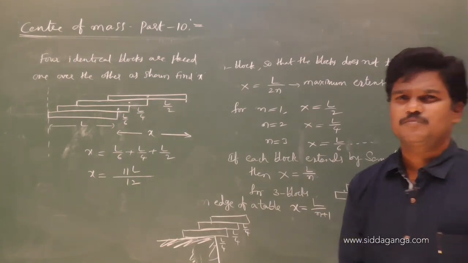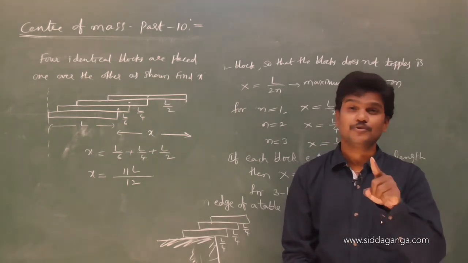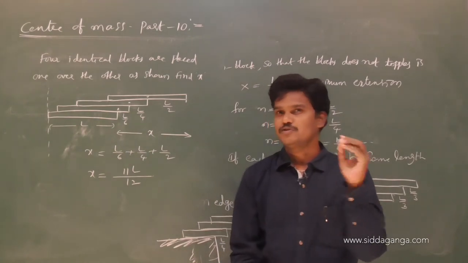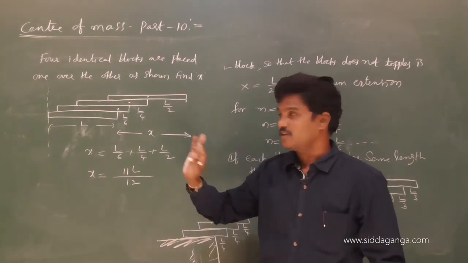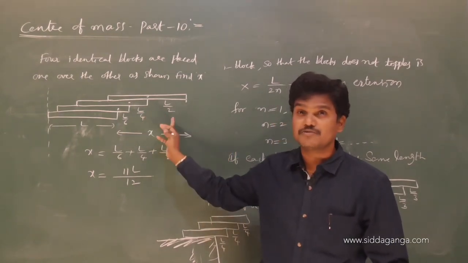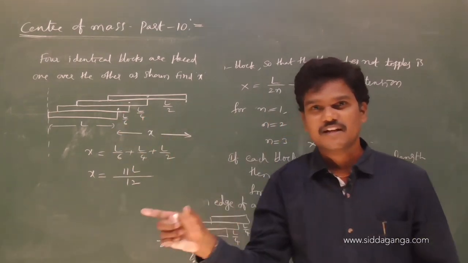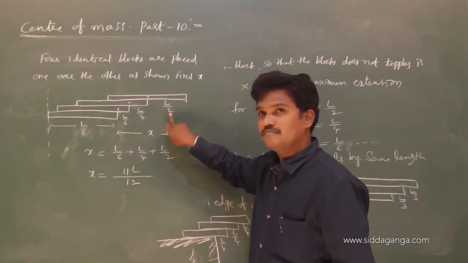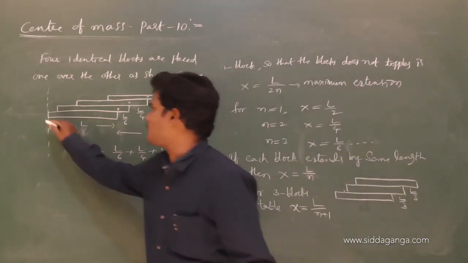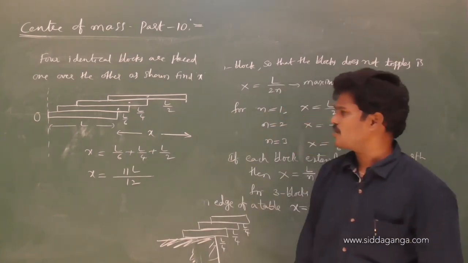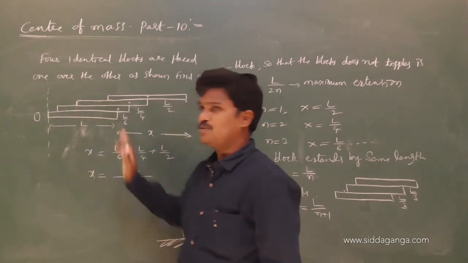Okay, they will give identical blocks placed one over the other such that the blocks do not fall. How to arrange four identical blocks so they do not fall? Means the first block is at a distance of L by 2. They are not giving this L by 2. Second block is at a distance of L by 4. Third one is at a distance of L by 6. Then what is the text? They have given this value. They have not given these three. Okay, these three we know. So x is equal to 11L by 12. If they ask to find from this, 11L by 12 plus extra L. If they ask to find from here, 11L by 12 plus L by 2.